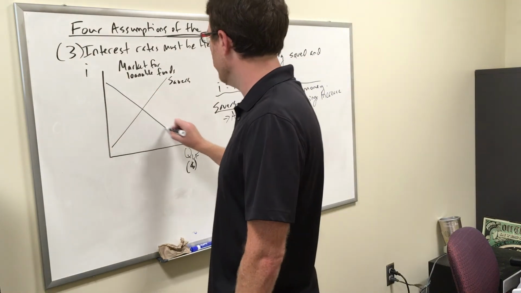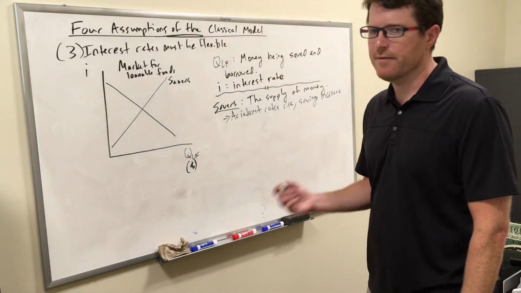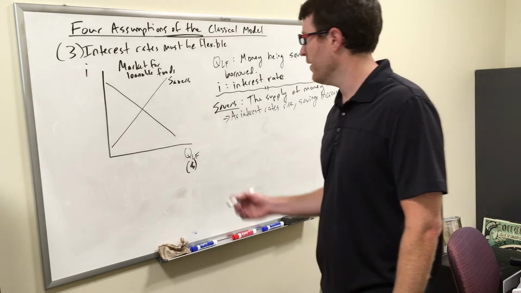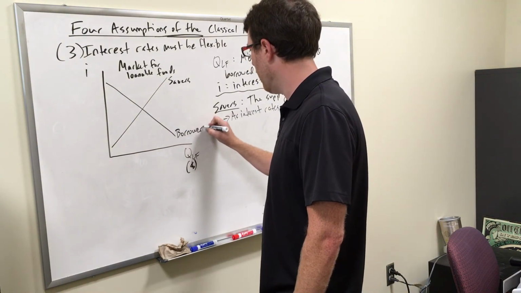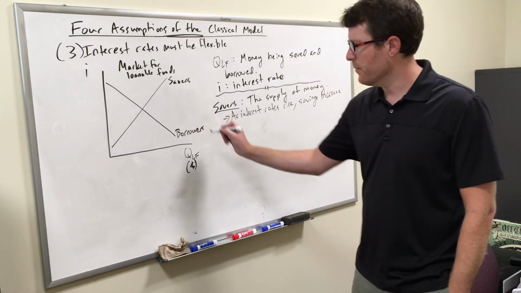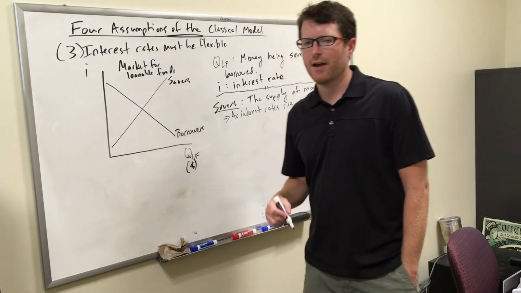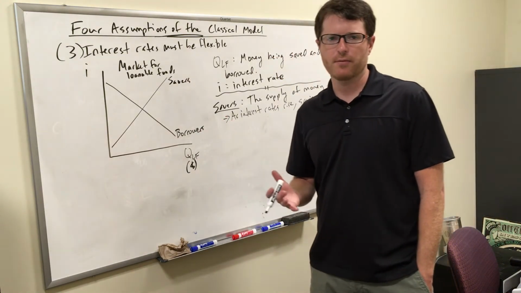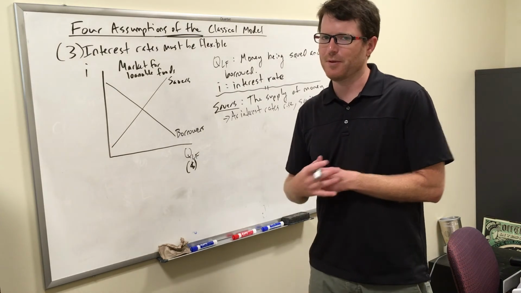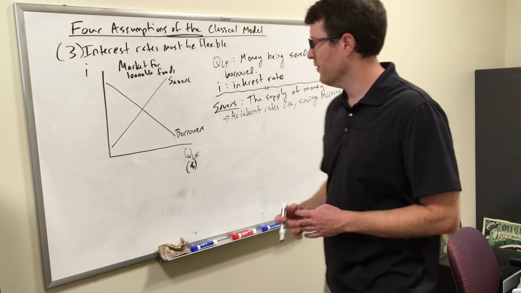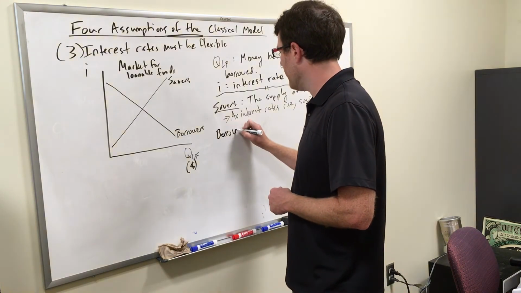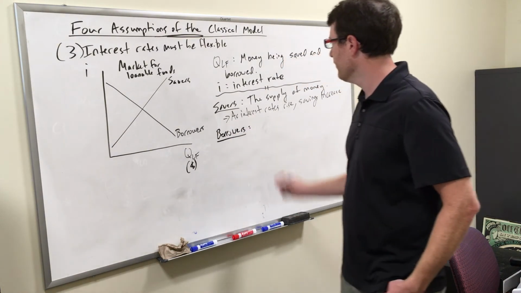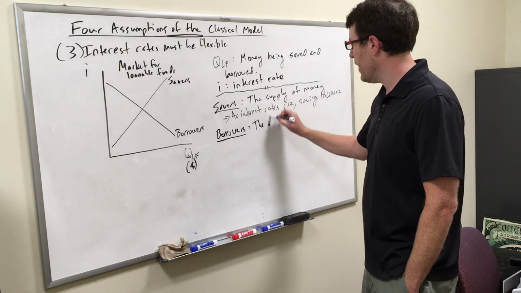And then on the other side of it, in the book they call it investment. I'm just going to call it borrowing. Borrowers, or borrowing. Again, the book calls it investment. I find students have a little trouble with that term. Investment is something we think of in a lot of different ways. So borrowers, I think, is a good way to put this because it explains exactly what these individuals are doing. This is the demand for money.